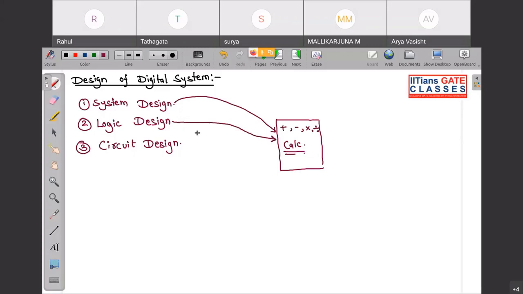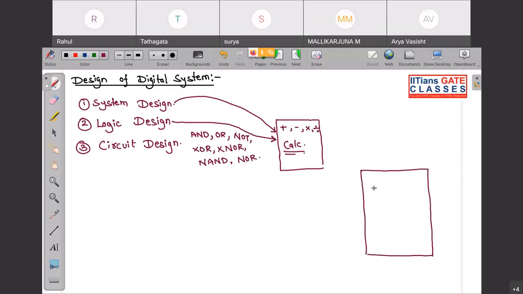Logic design means simply with the help of AND, OR, NOT, XOR, XNOR, NAND, or NOR gates. You are going to design these operations with the help of those gates. So this is basically how you are going to design this calculator, with the help of different gates.